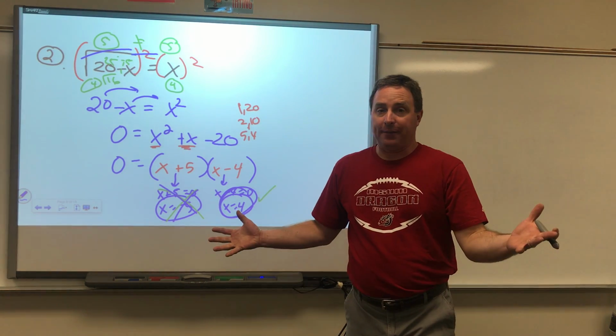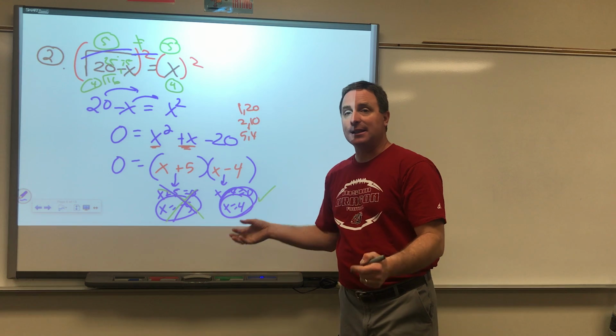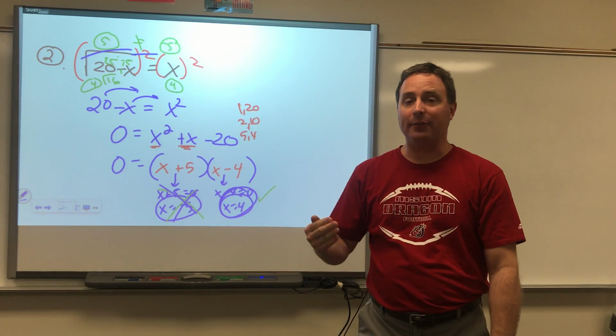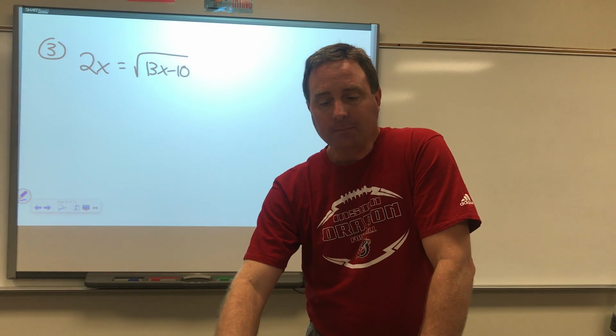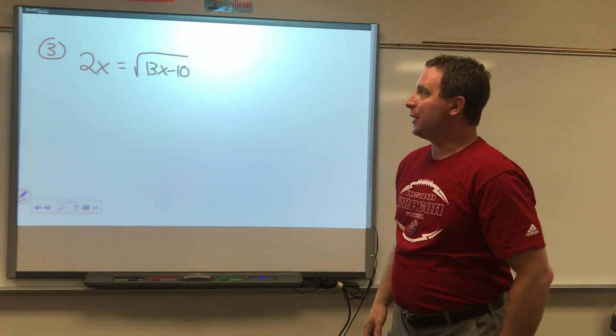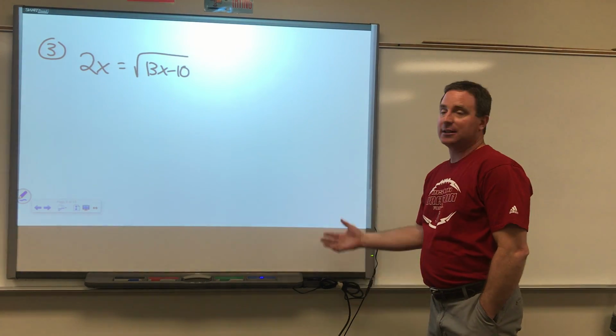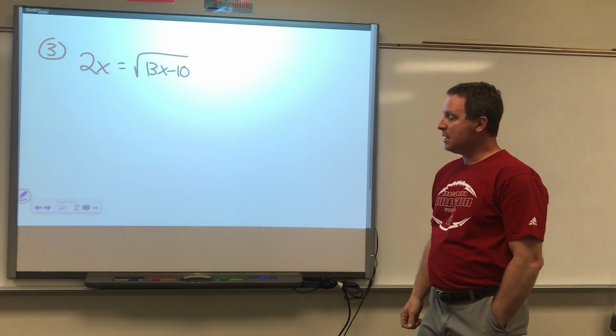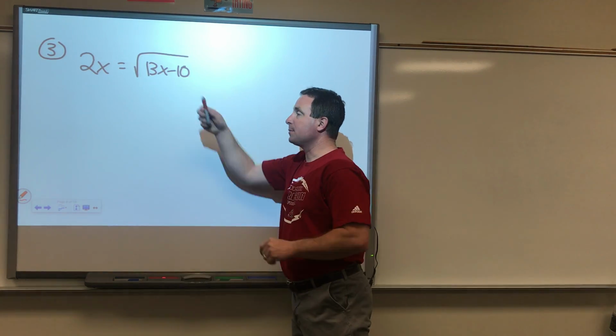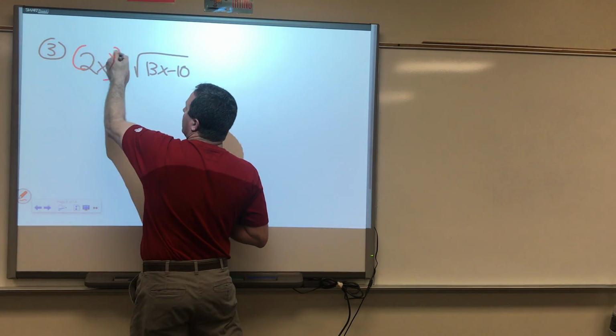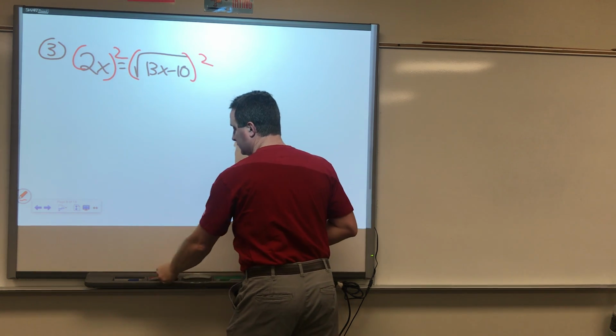But we didn't do anything different. We still solve it the exact same way, but again, it's that check that we have to be careful of. This is also another special one that I want to throw out there. It doesn't look any different. There's one radical. The radical's on the right. The radical's by itself. So we're going to square both sides again.